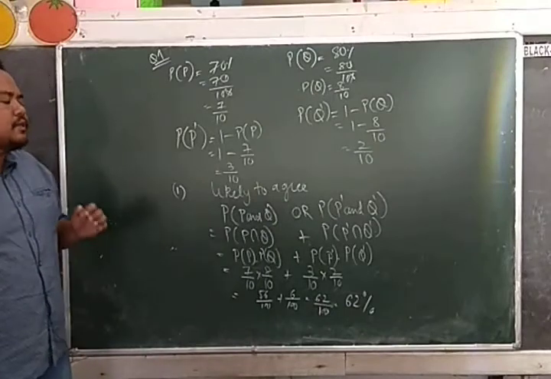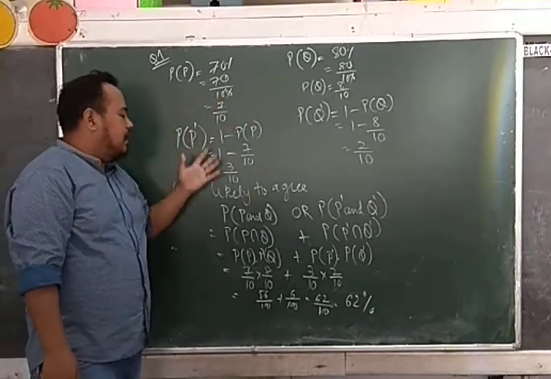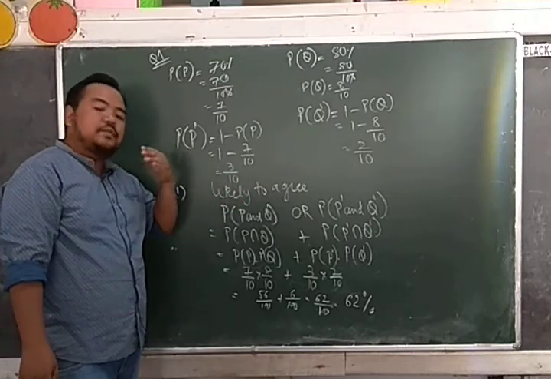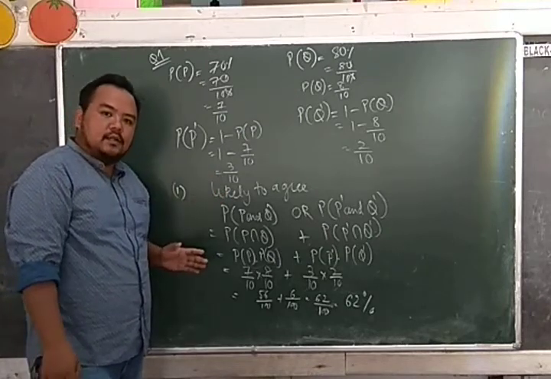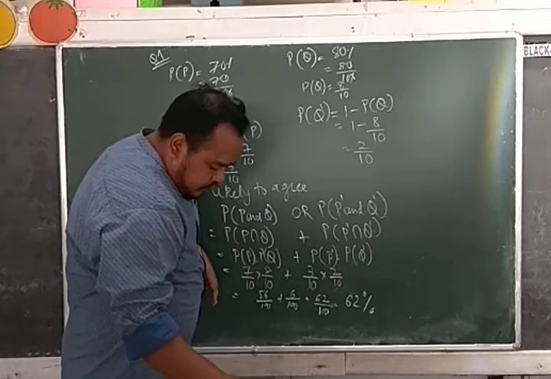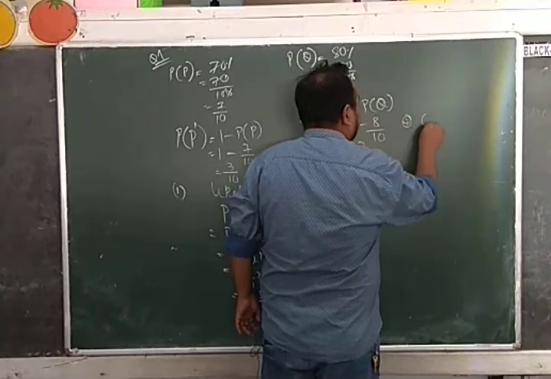That means there is a 62% chance that both of them are likely to agree. Likely to agree means we don't know whether both speak the truth or both lie. Is that clear? So this is what the question wanted us to find. Okay. Next is contradict.